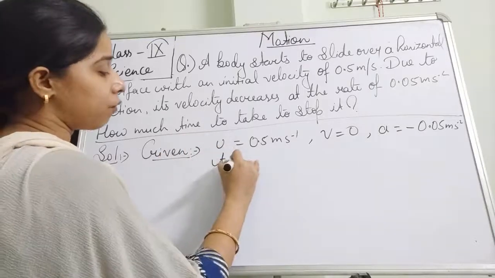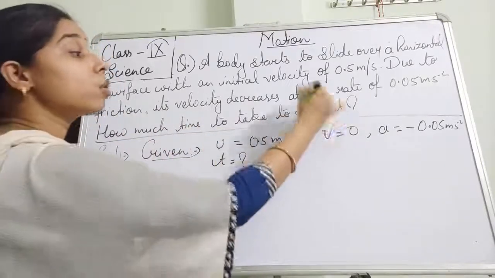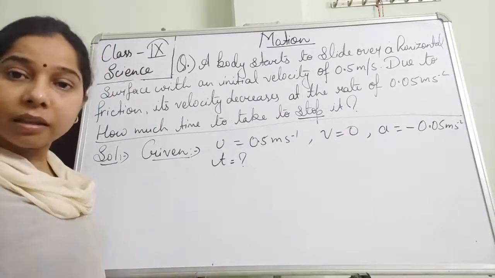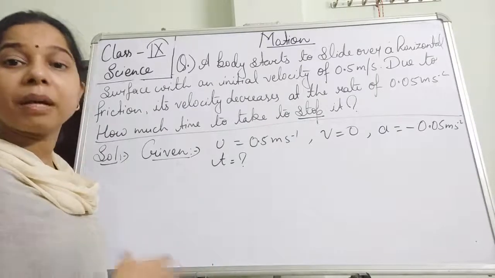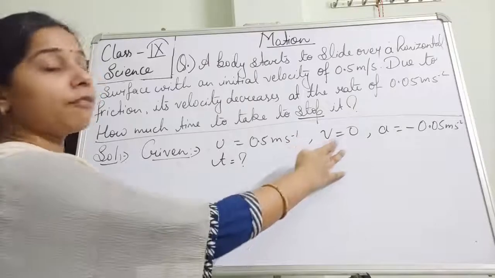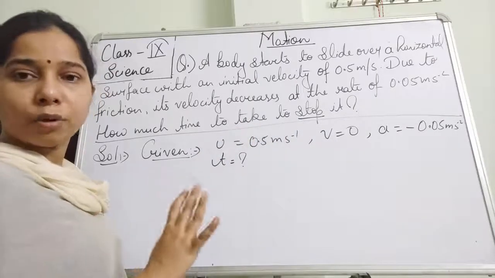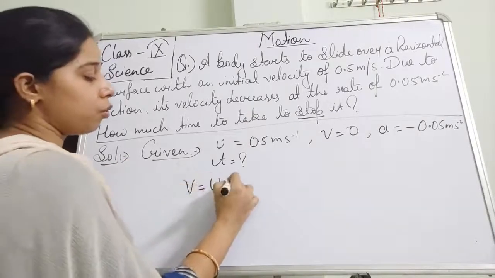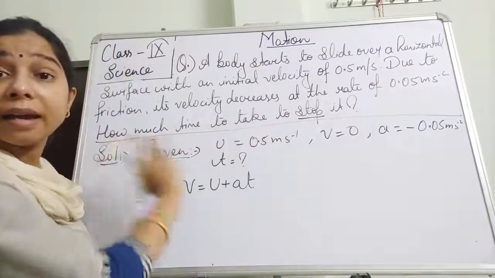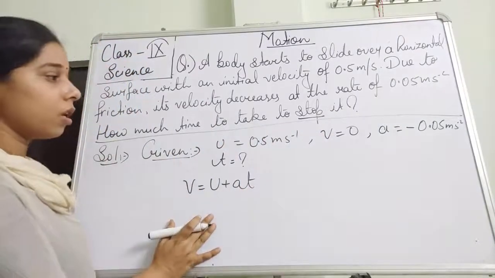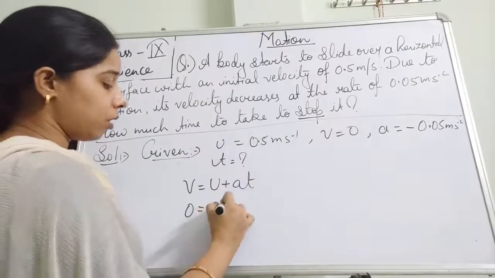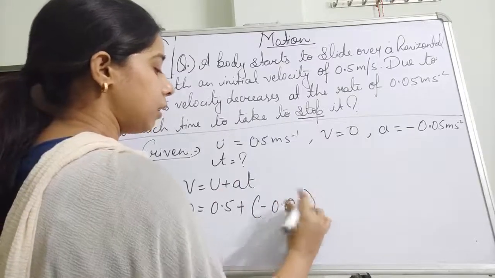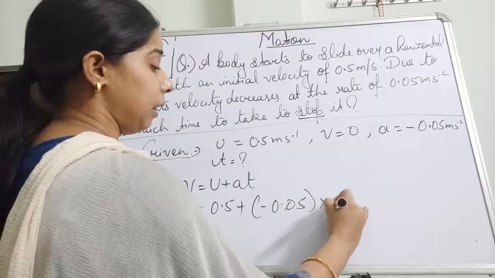What we have to find is time. How much time will it take to stop? Stop means the body comes to rest. So when the body finally stops, the acceleration is negative and the final velocity will be equal to 0. Again using the same formula, v equals u plus at, because there is no s mentioned, so we stick with the first equation. Now v is 0, u is 0.5, acceleration is minus 0.05, and what we have to find is t.